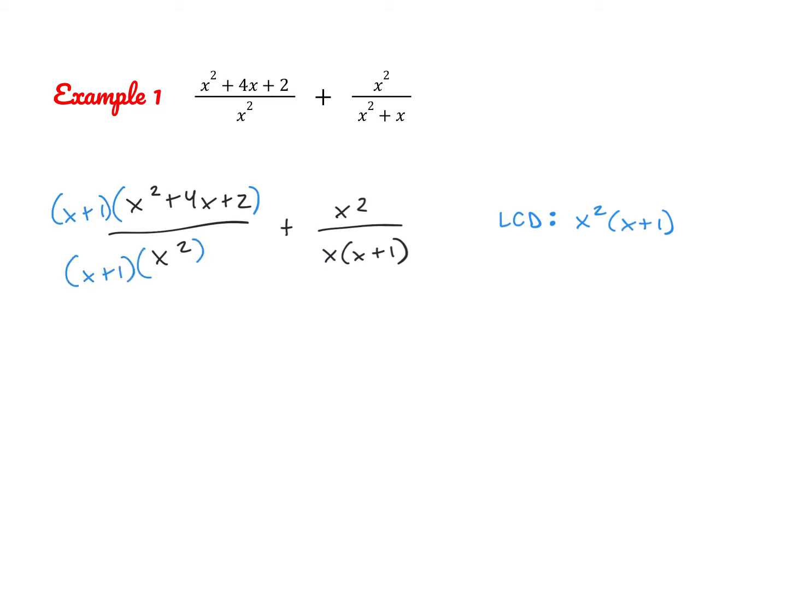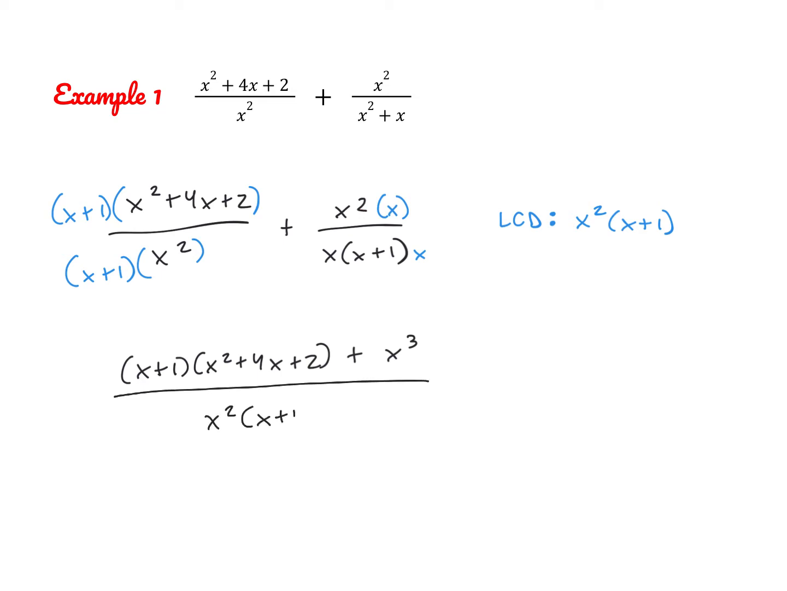And then for my second expression, I have x plus 1. I have 1 power of x. I need it to say x squared, so we're going to multiply the numerator and denominator by x. Okay, so now you can see we have 2 expressions that have a common denominator, which means that I can just simply add the numerators to create a single expression. So we have x plus 1 times x squared plus 4x plus 2, plus x cubed, x squared times x, all over our LCD of x squared times x plus 1.